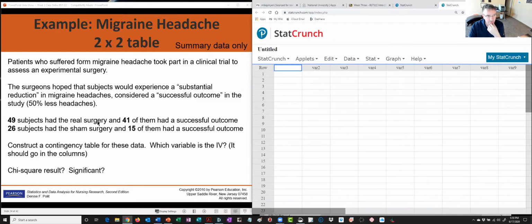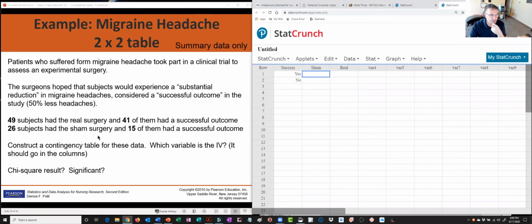Is it going to be the surgery group or the reduction in migraines? Yeah, reduction in migraines. So we can put that as migraines, or we can call it success. We're going to put that in the first column, yes or no. Again, nominal level variable, it's just categories, right? And then we have our sham and our real. I can't remember if I mixed those before, but it doesn't matter as long as we have them in the independent variable here.